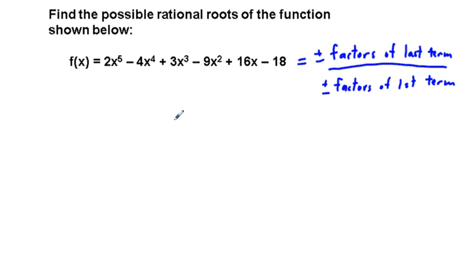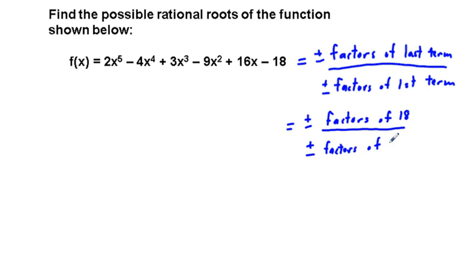And so what that would be, the last term is 18, so the answer is going to be plus or minus factors of 18 divided by plus or minus factors of 2. And so I'm just going to write this over to the left.